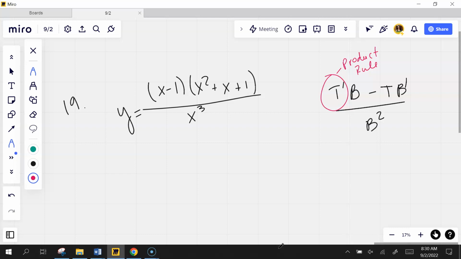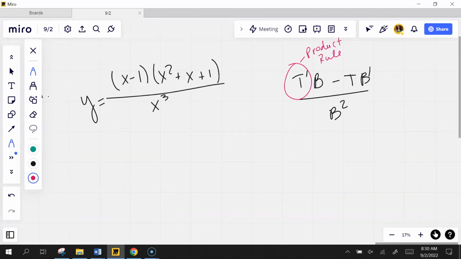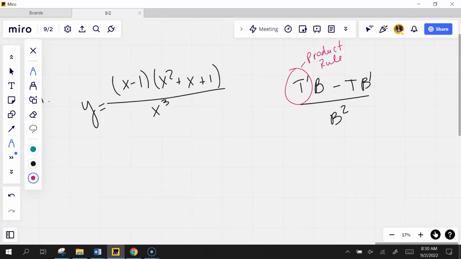You could FOIL it out, multiply it out, and have a big polynomial at the top, and do it the same way we did over here. Or, I think that it's a little easier, but it's not wrong the other way. Some people like the other way. It doesn't matter. I'll show you the other way.